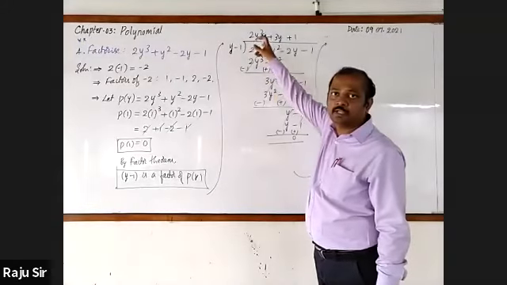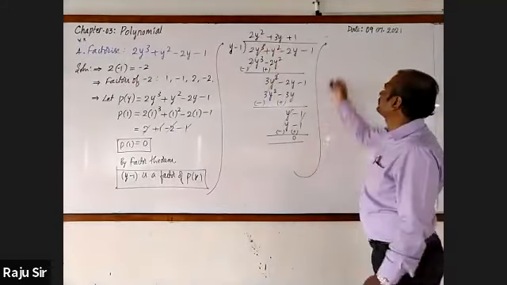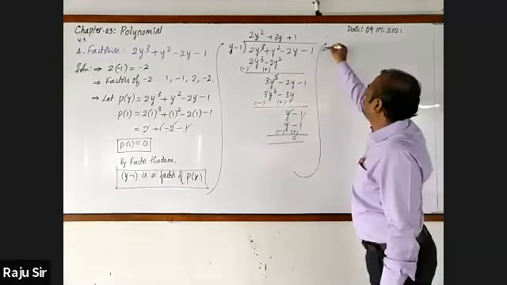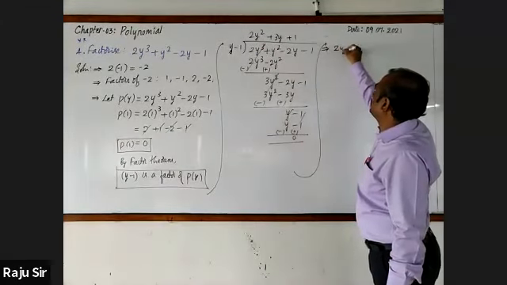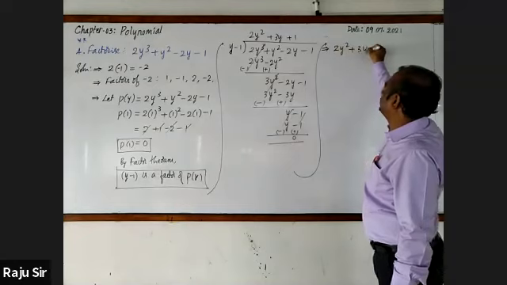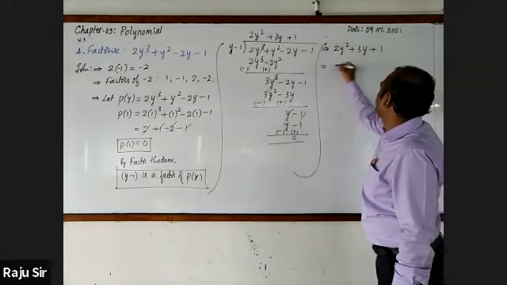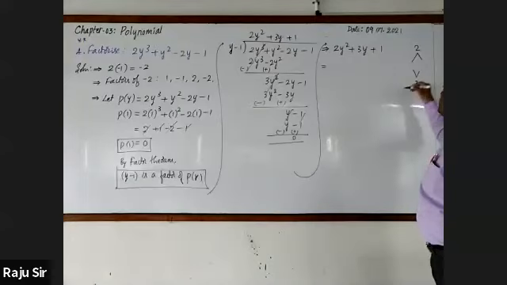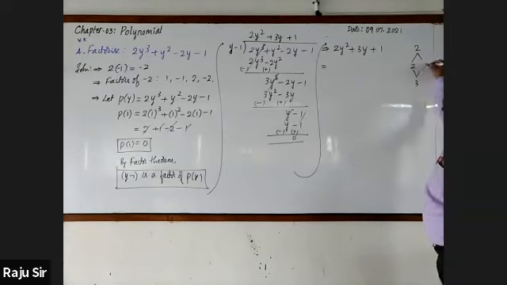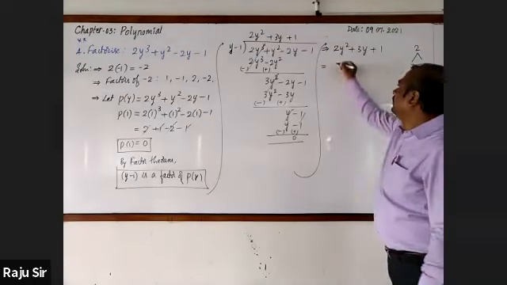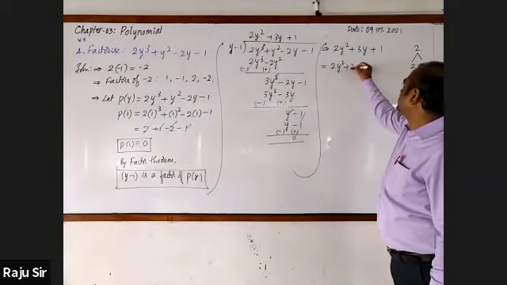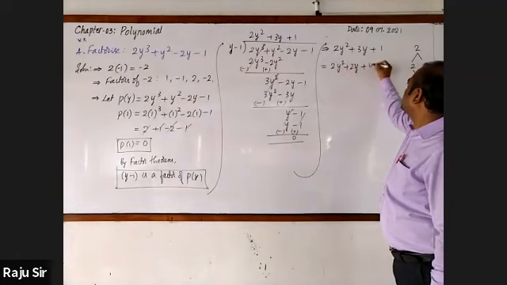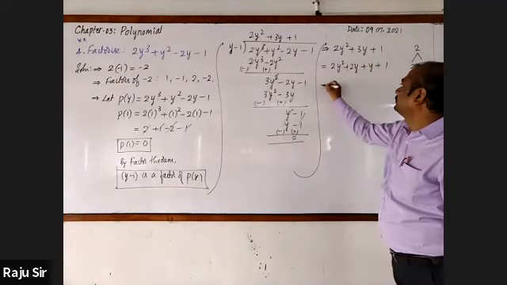Now we will go for taking the quotient. Take the quotient and go for factorizing 2y square plus 3y plus 1. Split the middle term into 2 and 1. Very good. Here 2y square plus 2y plus 1y plus 1.